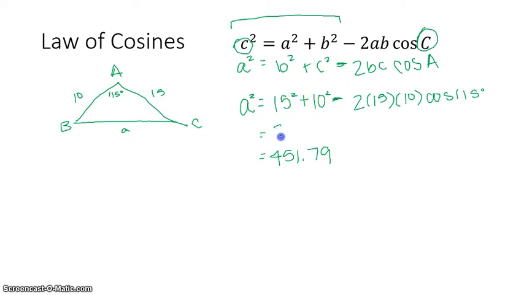So 15 squared is 225. 10 squared is 100. 2 times 15 times 10 times cosine of 115 was a negative 126.785. So that minus a negative actually became a plus. If you cannot type it in all at once, you are welcome to break it up into pieces. So to figure out what A is, though, I do the square root, and I would get 21.26.